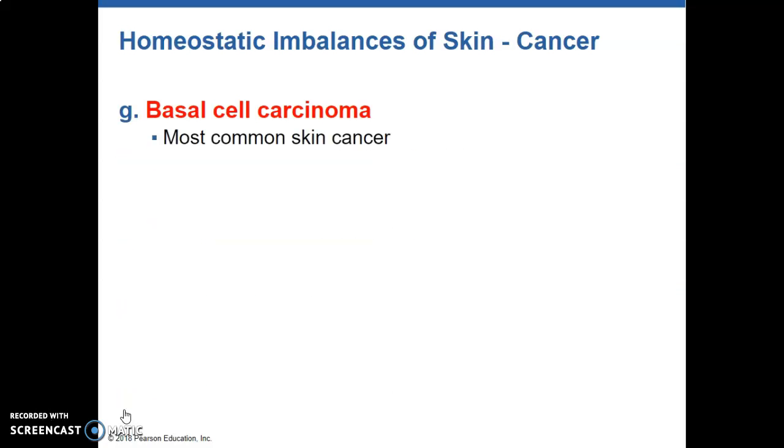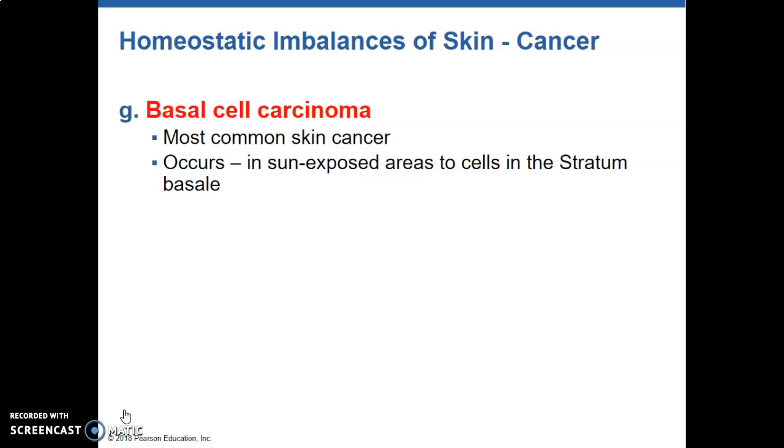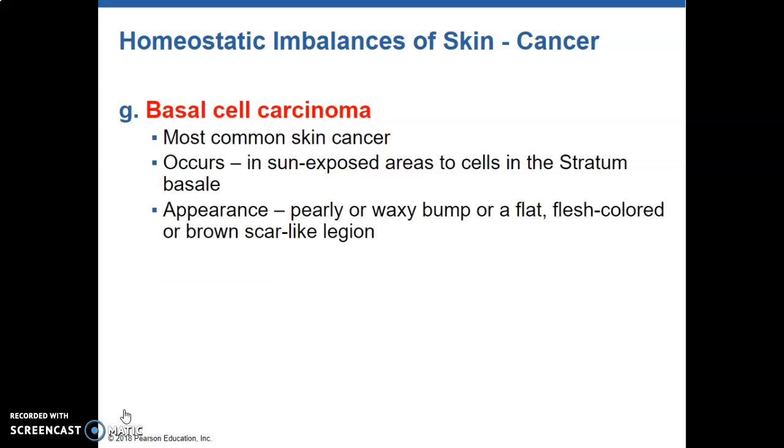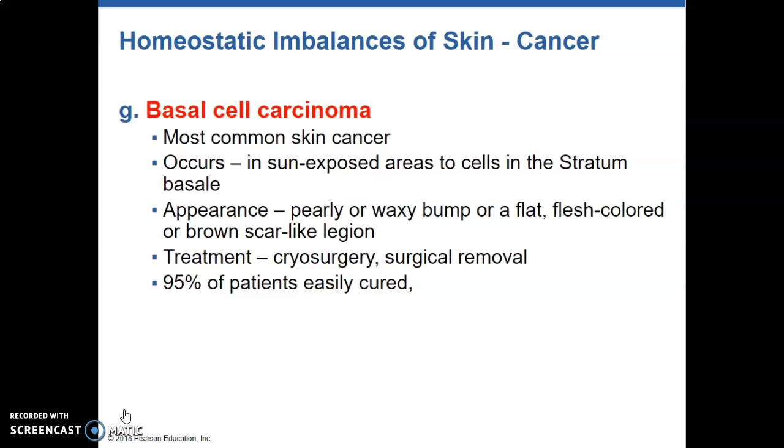So basal cell carcinoma is the most common type of skin cancer, and it occurs in those sun-exposed areas in cells that are in the stratum basale. So remember, I said that basale means basement membrane or basement layer of the epidermis. It appears like a pearly or waxy bump or a flat, flesh-colored, brown scar-like region. And the treatment can include cryosurgery. Cryo means freezing, so you can freeze it off and then cut it off, or there can be just surgical removal. 95% of the cases are easily cured, but it might come back.